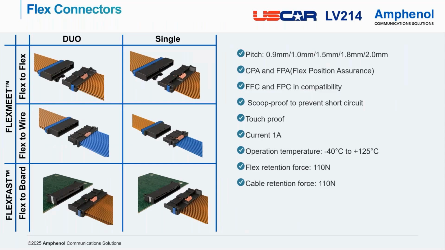You can have these connectors in the 0.9, 1 millimeter, 1.5, 1.8, and 2 millimeter pitch. It also has a perfectly working CPA system, can be used for FFC and FPC, and it is touch proof. So you cannot touch with your fingers on the interface of the flex side, the golden fingers. We have these versions available in flex to board, flex to wire, flex to flex, and in a dual and a single, which means the dual means that we have two flexes coming together in one receptacle housing, which can then connect to the board connector.